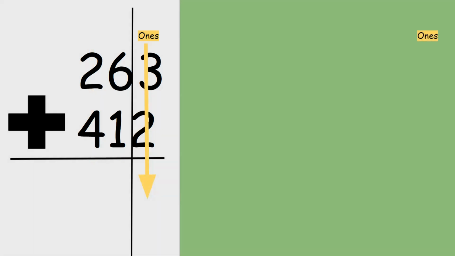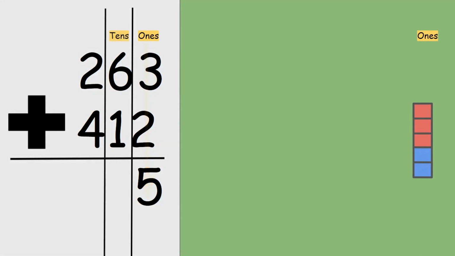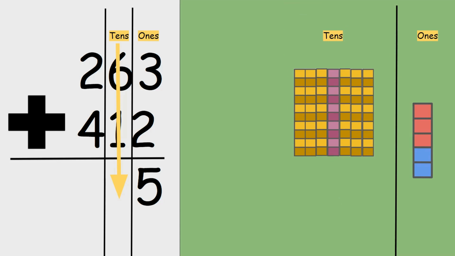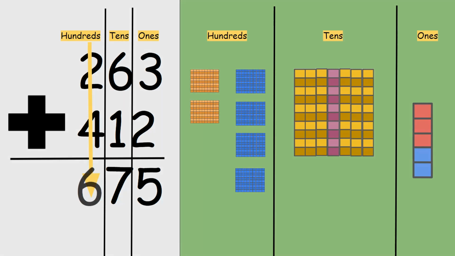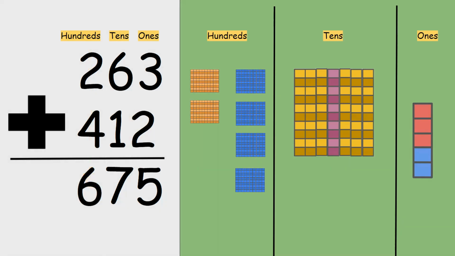First in the ones, 3 plus 2 equals 5. Then we solve the tens. 6 plus 1 equals 7. Last, the hundreds. 2 plus 4 equals 6. So that tells me 263 plus 412 equals 675.